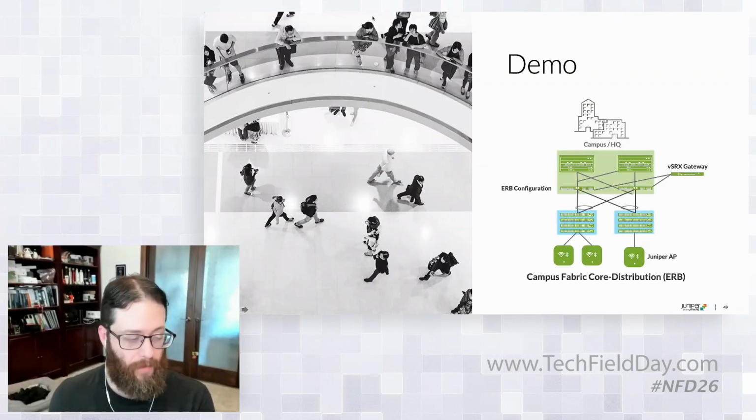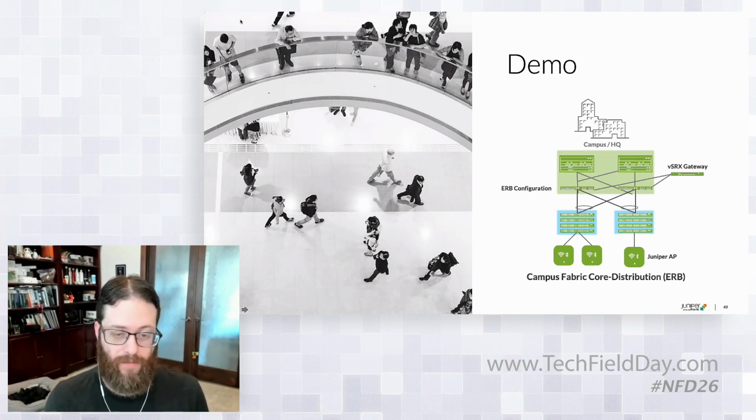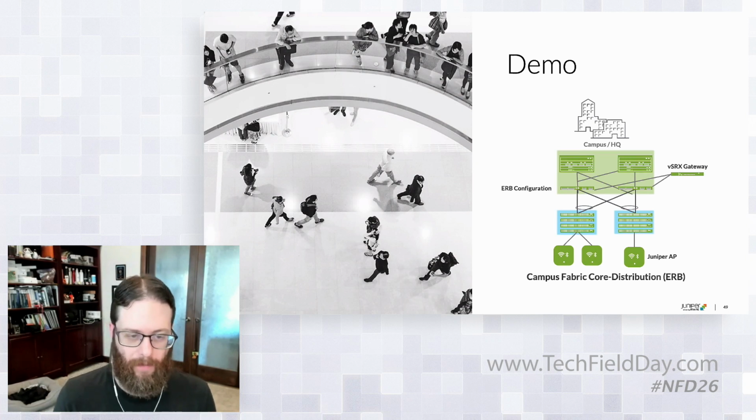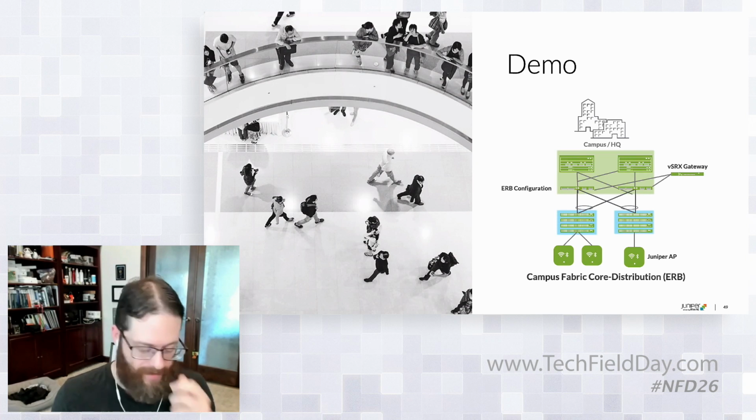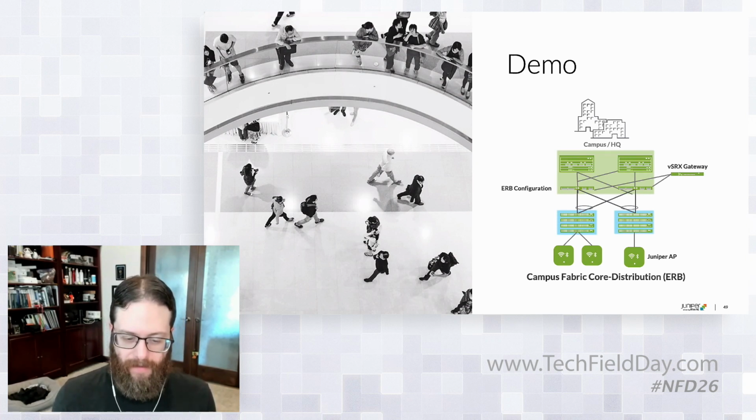Yeah. So a quick thing about this demo. This is going to be the campus fabric core distribution ERB, meaning that the distribution switches are going to be the ones doing the L3 gateways and VRFs. One thing I want to make clear about this demo is that this is the art of the possible. It turns out that there's a silicon shortage, and getting a lot of switching to run in my home lab is difficult. So this will be running on virtual platforms, and that's the risk for this demo.